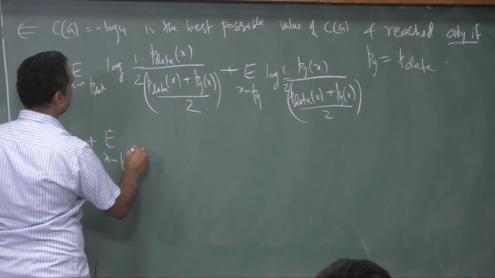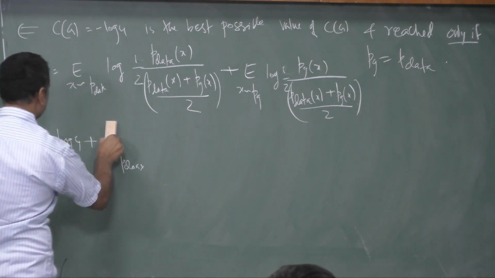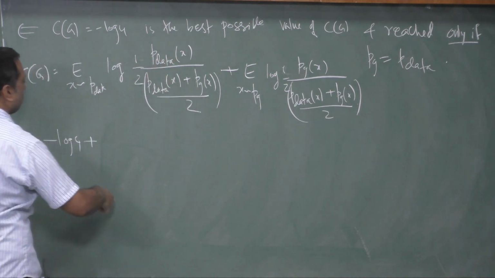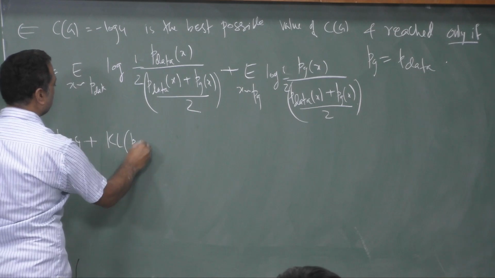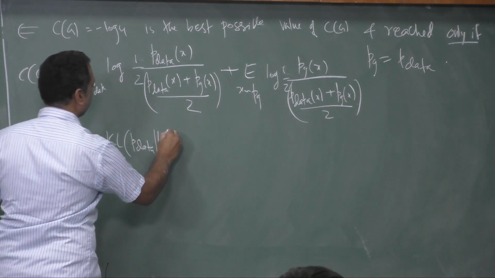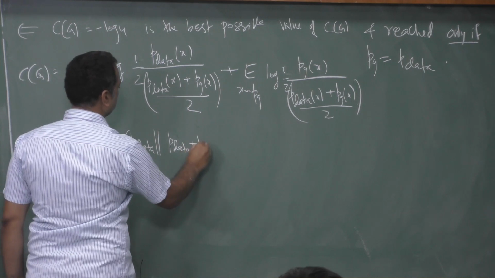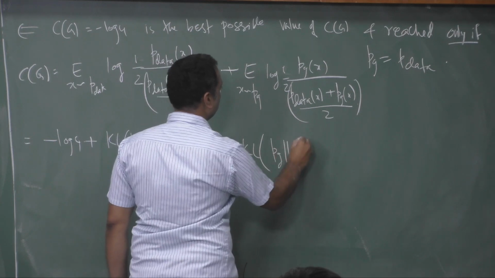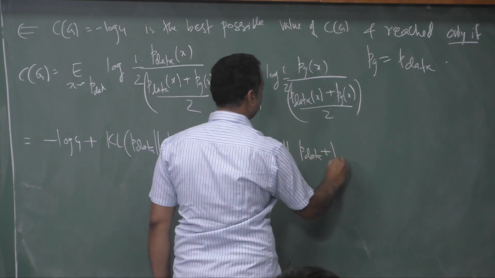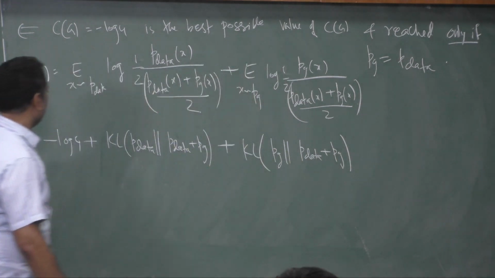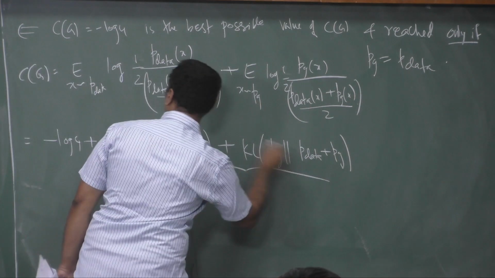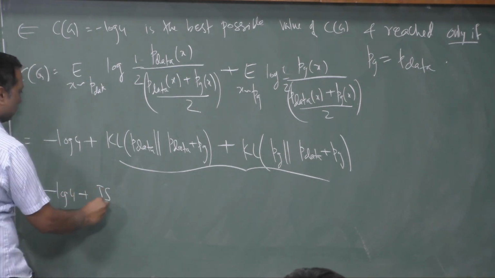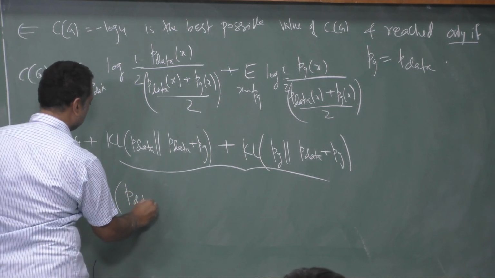So I can write this directly since I have already explained to you. This minus log 4, and this half if you take away, this is exactly KL of P data and P data plus PG, plus KL of PG and P data plus PG. Now this becomes JS, okay? That's how I defined it there, right? So this is minus log 4 plus Jensen-Shannon divergence of P data and PG.